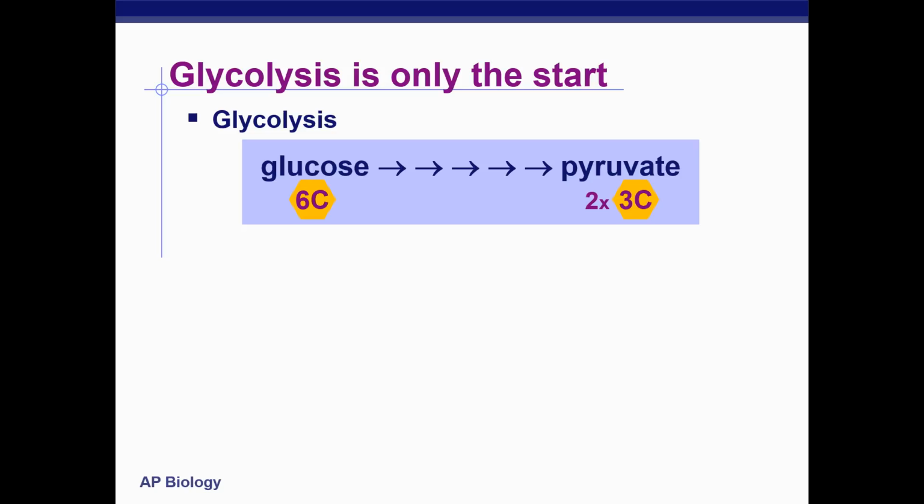Some of the products of glycolysis are going to be the reactants for the Krebs cycle, specifically pyruvate. That 3-carbon sugar that we had is going to be your starting piece for the Krebs cycle.